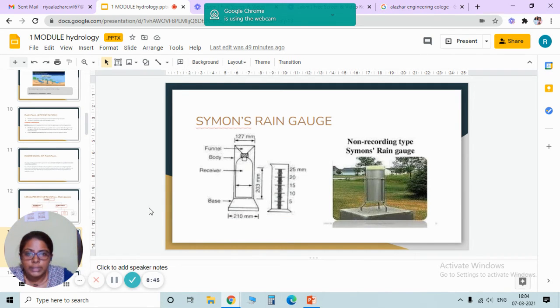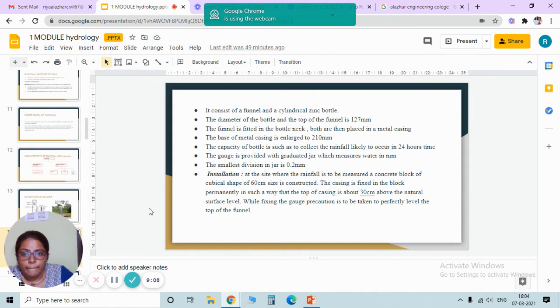This picture shows the Simon's rain gauge. These dimensions are important. The base is 210 mm, and at the top there is a funnel which is 127 mm. We need to first place this non-recording type rain gauge over a platform, that is shown as the base in the diagram. It consists of a funnel and a cylindrical zinc bottle. The diameter of the bottle and the top of the funnel is 127 mm. The funnel is fitted in the bottle neck. Both are then placed in a metal casing. The base of the metal casing is enlarged to 210 mm.